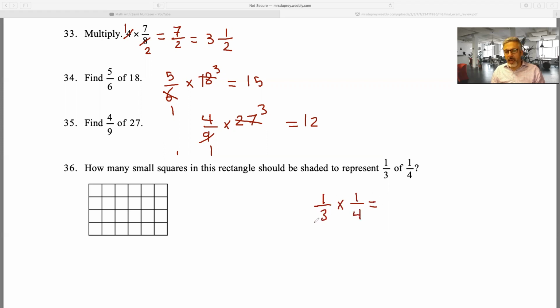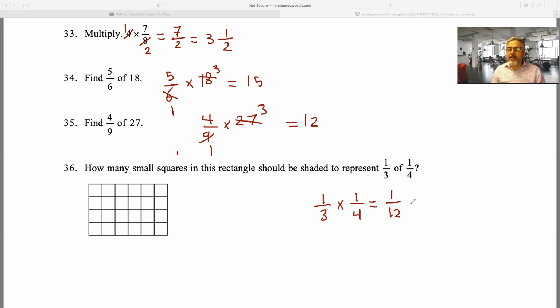Since you cannot reduce diagonally, you just multiply the tops together. 3 times 4 is 12. Now, how many squares do we have here? We have 1, 2, 3, 4. 1, 2, 3, 4, 5, 6. 4 times 6 is 24. So we have 24 squares here.